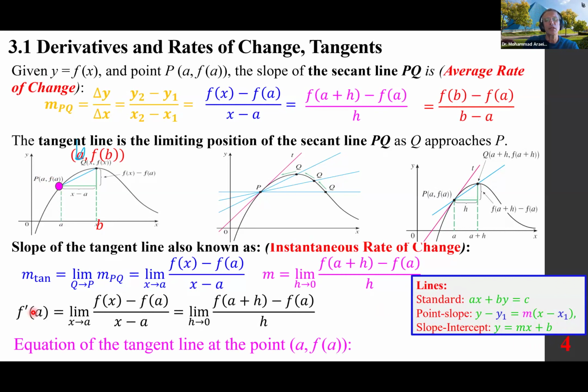f prime of a, or m. Do I have to memorize this formula? No, point slope is good enough, everybody. It gives you the same thing. And I hope everybody's fine with that.